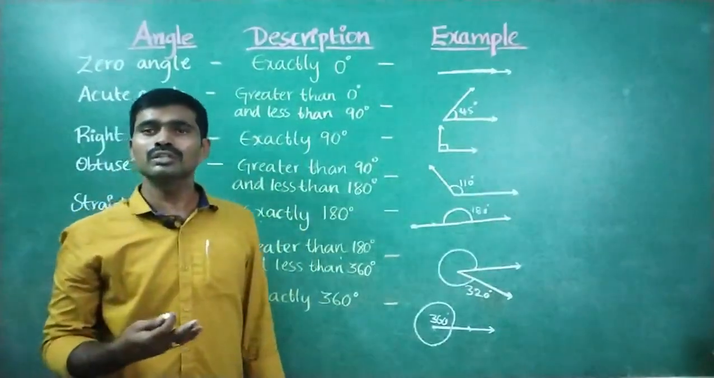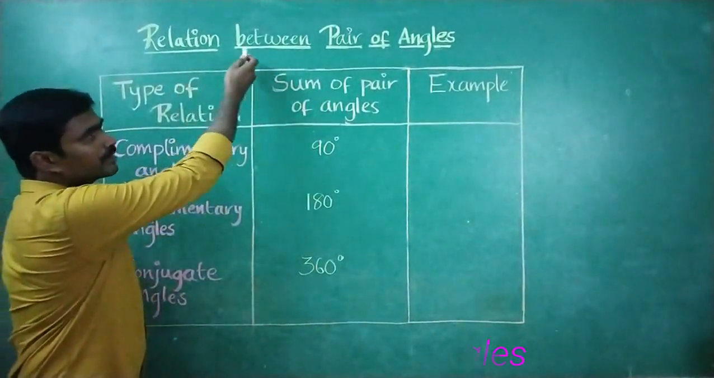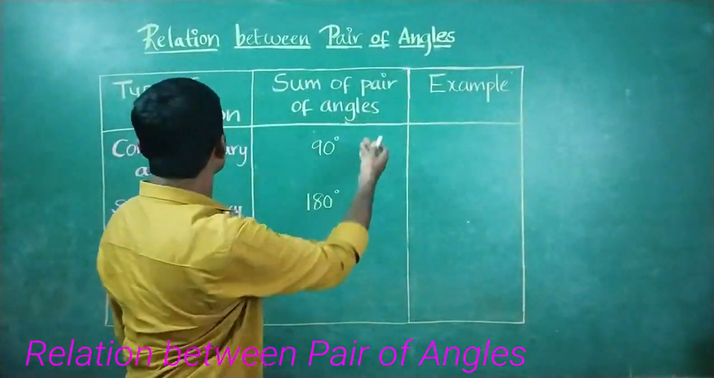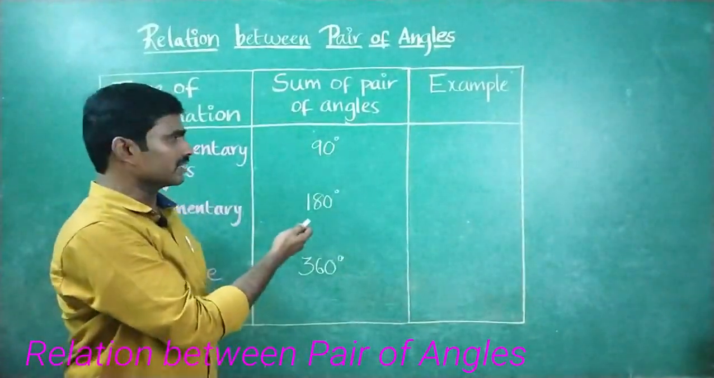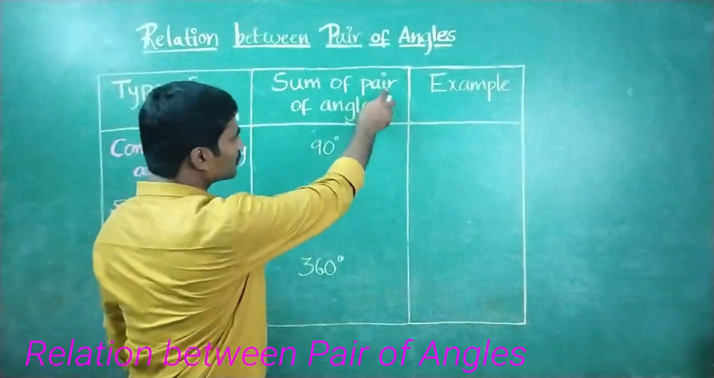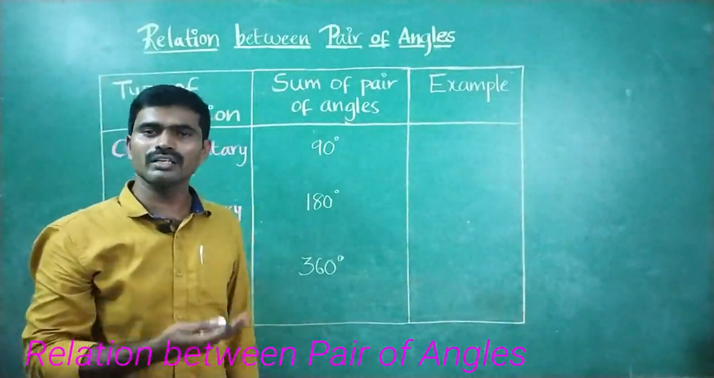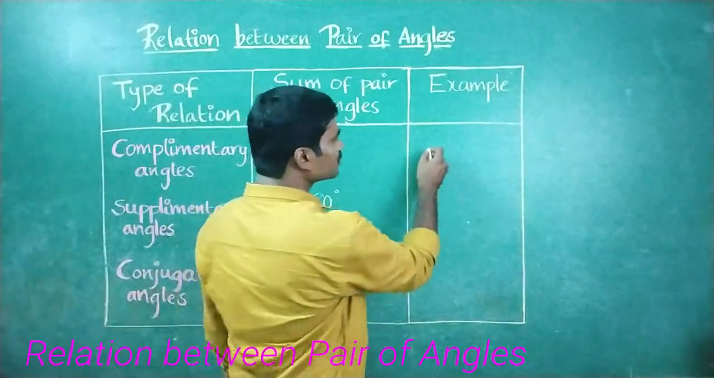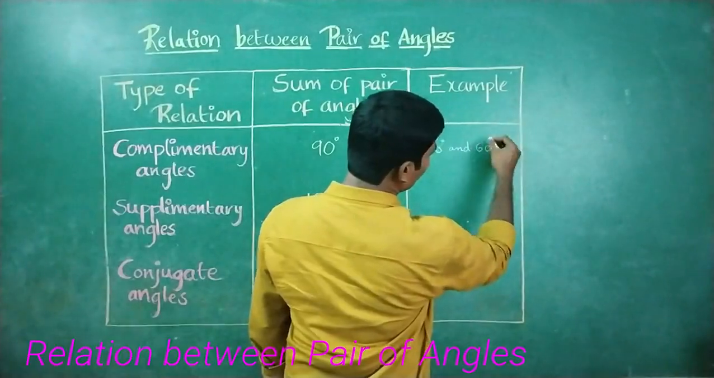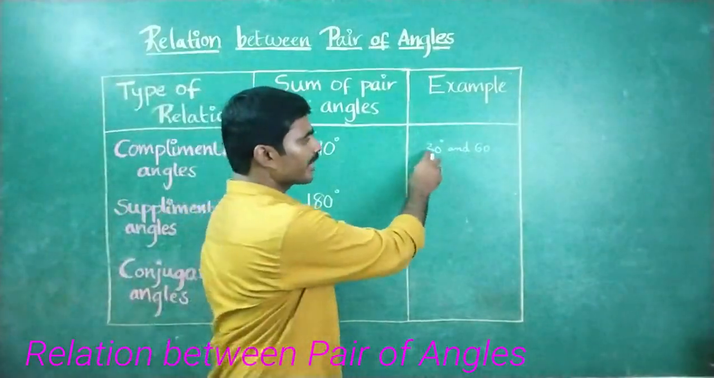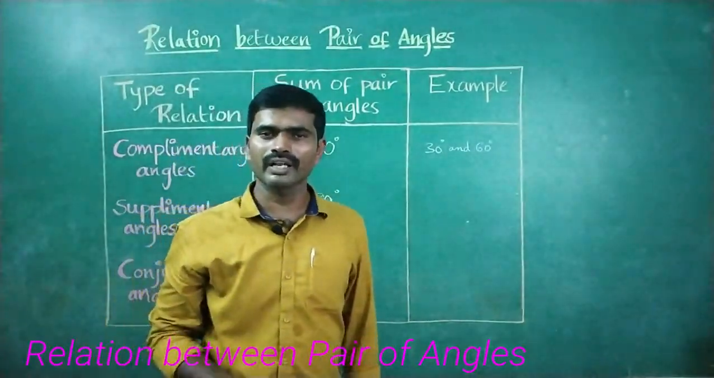Next, we are going to look at the relation between two angles, the relation between a pair of angles. First one, complementary angles. What are complementary angles? If the sum of two angles is 90 degrees, then the two angles are said to be complementary angles. Suppose 30 degrees and 60 degrees. The sum of these two angles is 90 degrees, so these two angles are said to be complementary angles.